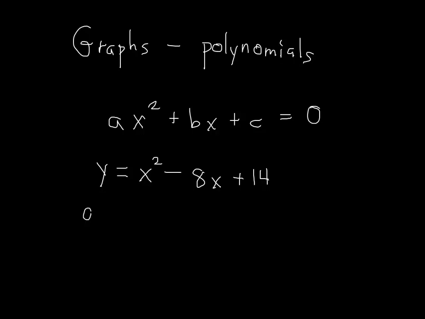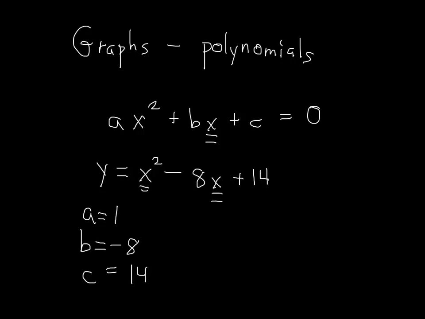Our a variable is whatever number is in front of the x squared, which in this case is a 1. We have our b, which is whatever is in front of the x. In this case, that would be a negative 8. And we have a c, whatever is the number that's just sitting out there, which is going to be equal to 14. What we want to do is try to graph this. But to graph it, we need to know some information about it.